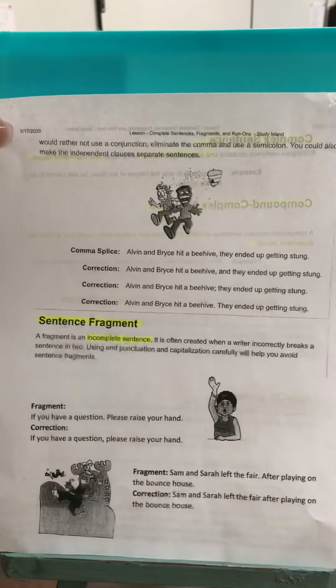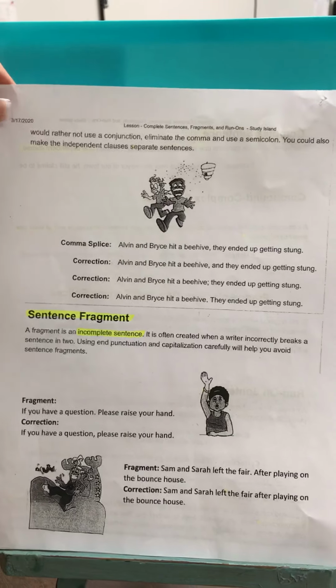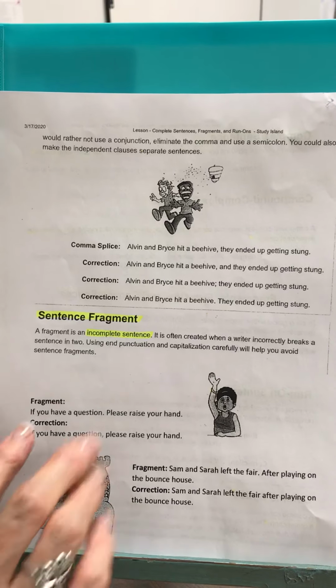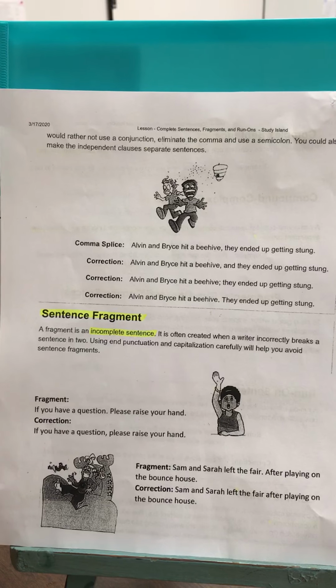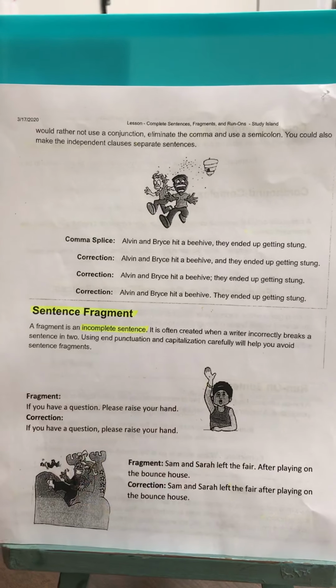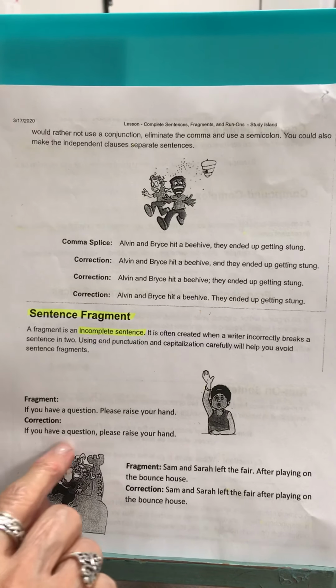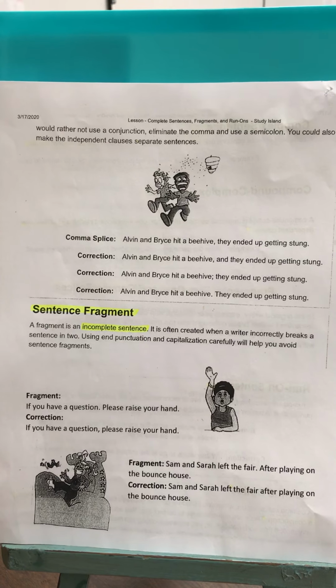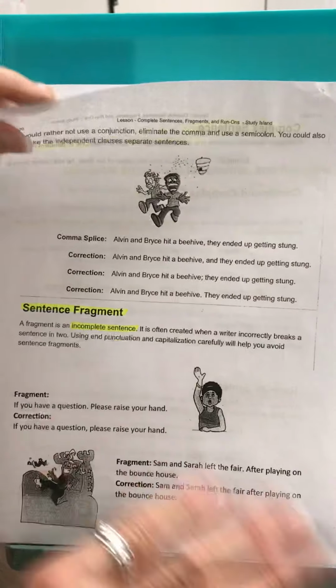And then sentence fragments. Those are the ones where it doesn't even mean anything to you. If you have a question, period, we know that's not a sentence. The next sentence says, please raise your hand. Well, you can put those together with a comma, and if you have a question, please raise your hand, and you have a great sentence. So there are several examples of that.